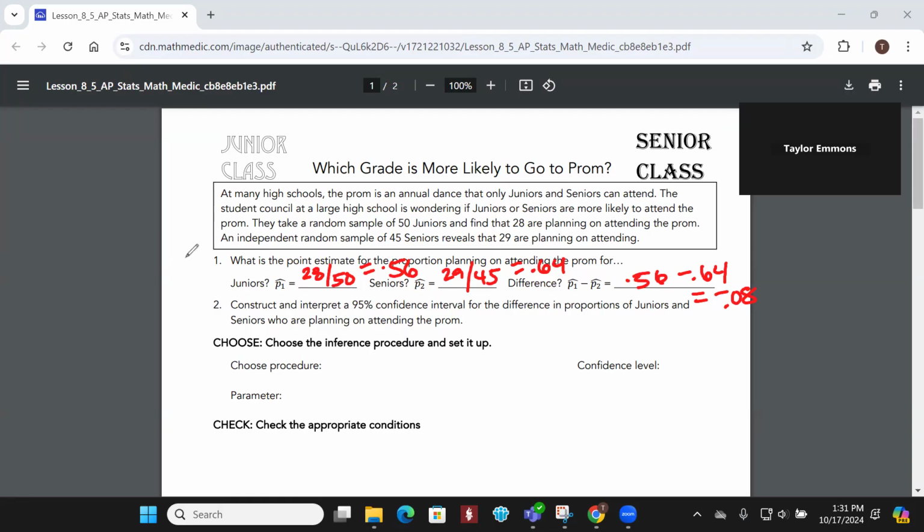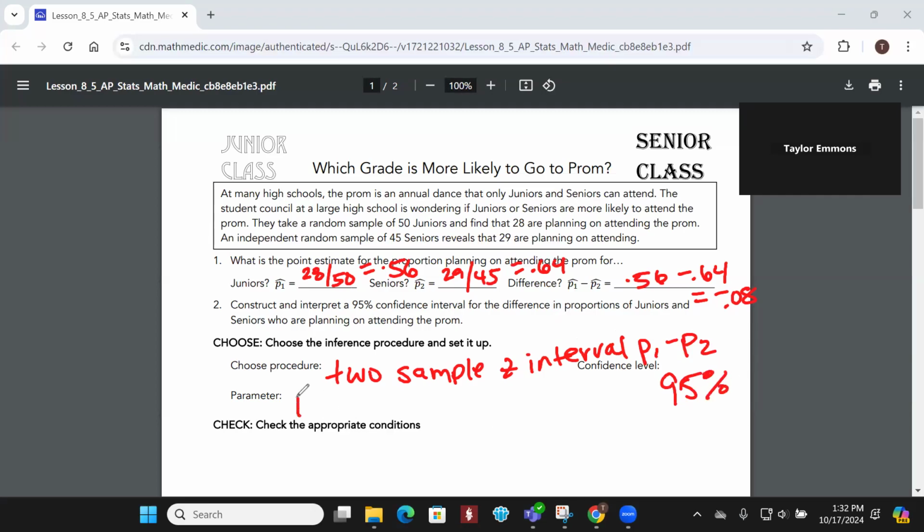Construct and interpret a 95% confidence interval for the difference in proportions of juniors and seniors who are planning on attending the prom. So we've done this part before. You're going to choose, check, calculate, and conclude. So choose, we're going to do a 2 sample. Last time we talked about a 1 sample. This time we're going to be talking about a 2 sample Z interval for P1 minus P2. We're at 95% confidence.